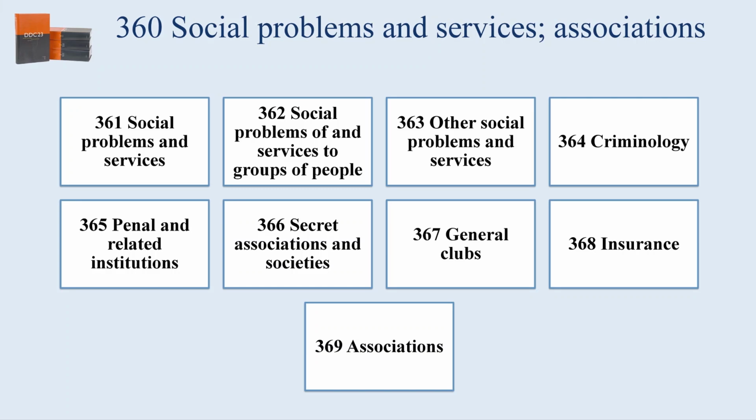It comes with social problems and services, social services to groups of people, other social problems and services, criminology, penal and related institutions, secret associations and societies, general clubs, insurance, and finally associations. So now, according to our synopsis of the discussion, we will concentrate on some practical classification to know the class in a better way.